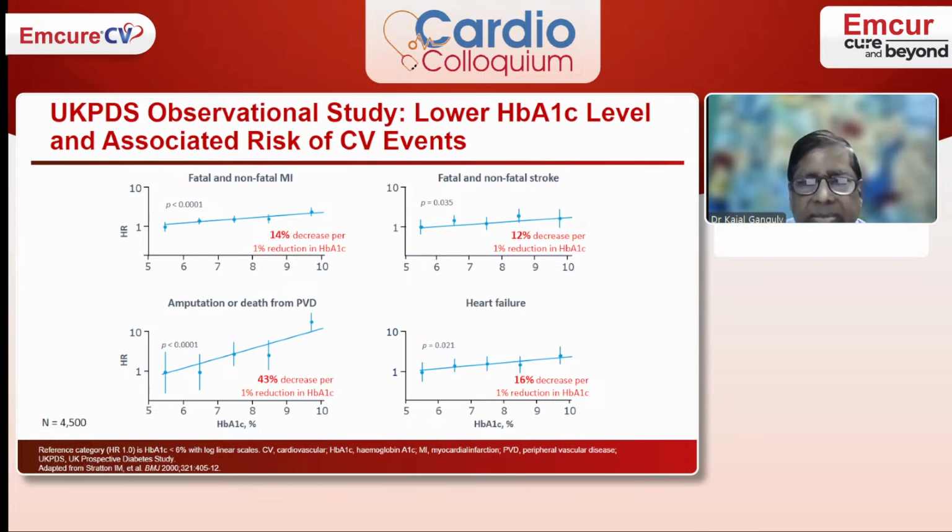So in UKPDS, if you see, intense lowering of diabetes causes a 14% decrease in fatal and non-fatal MI with 1% reduction in HbA1c. Fatal or non-fatal stroke, again 12% decrease with simply a 1% reduction in the HbA1c level. Amputation or death from PVD, 43% decrease per 1% reduction in HbA1c, and 16% reduction of heart failure with 1% reduction of hemoglobin A1c. Next.